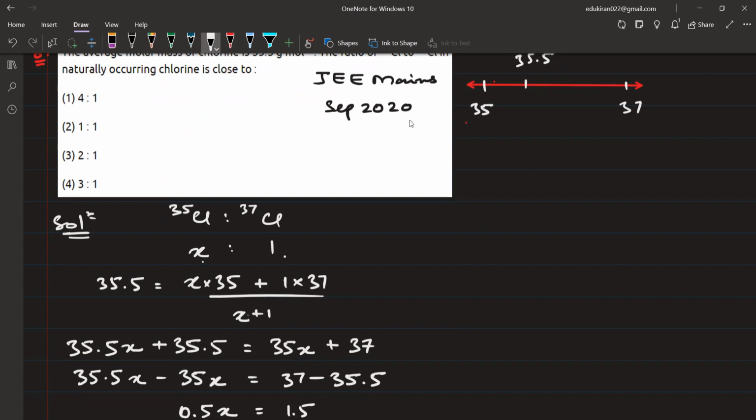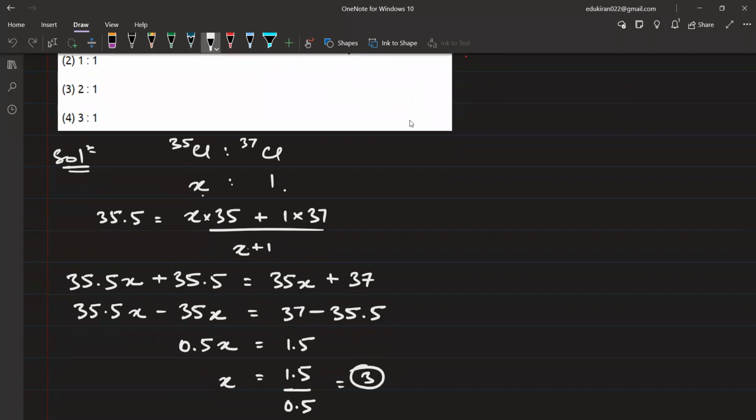And when I get this x plus 1 on the left hand side, I will get 35.5x plus 35.5, which will be equal to 35x plus 37. Then I will get this x value here, and I will get this constant 35.5 in the right hand side. I will get 35.5x minus 35x will be equal to 37 minus 35.5. 0.5x will be equal to 1.5 and x will be equal to 1.5 upon 0.5, that is equal to 3. And that is why when x is equal to 3, 35 chlorine is to 37 chlorine will be 3:1. So this is the right answer.